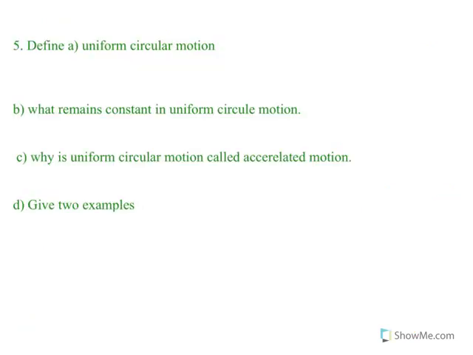Define uniform circular motion. It is called uniform, meaning it moves with a constant speed or covers equal distances in equal intervals of time. So because it's uniform, it is constant speed. And it's circular, meaning along a circular path.